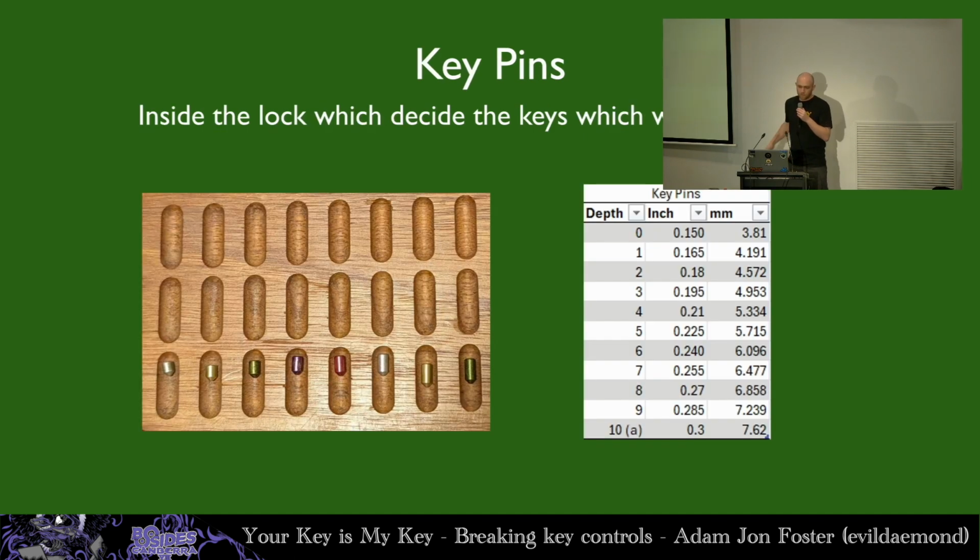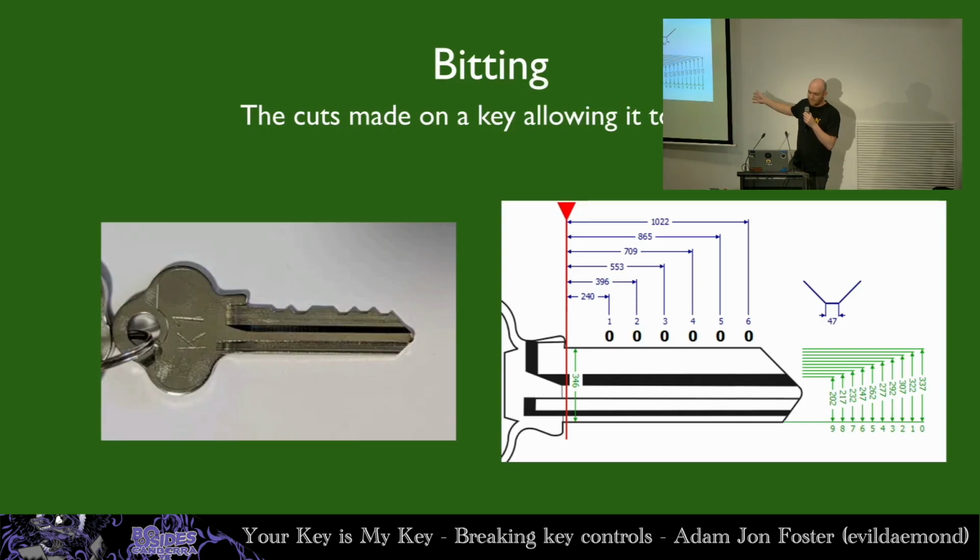Inside the lock, you've got key pins. These are the things that actually decide the pinning. If you ever wonder what the chart is on the right here, that's the actual sizes of all the key pins. And this will make more sense why I'm talking about it now. And the next slide is bitting. This is the actual cuts in your key that map out to your pins. So the pins match the bitting, which opens the lock.